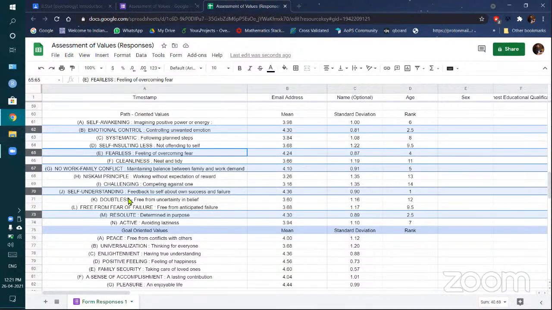Yes. Number 1 is self-understanding. Rank 2.5 belongs to two values. Those are emotional control and resolute. Rank 4 is off. And rank 5 is of no work family conflict.